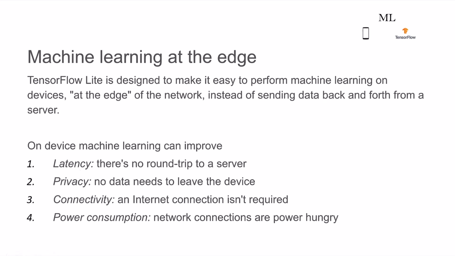Similarly, the second advantage is privacy. So as there is no data which needs to leave the device, so the privacy will be improved. And the next advantage is connectivity. So as our machine learning model is present in the application itself, so we don't need any internet connection to access it. And the fourth advantage is power consumption. So as we are not using any network, so our power consumption will be low, which means that our application will not be resource heavy. So these are some additional advantages which we get by using this library.